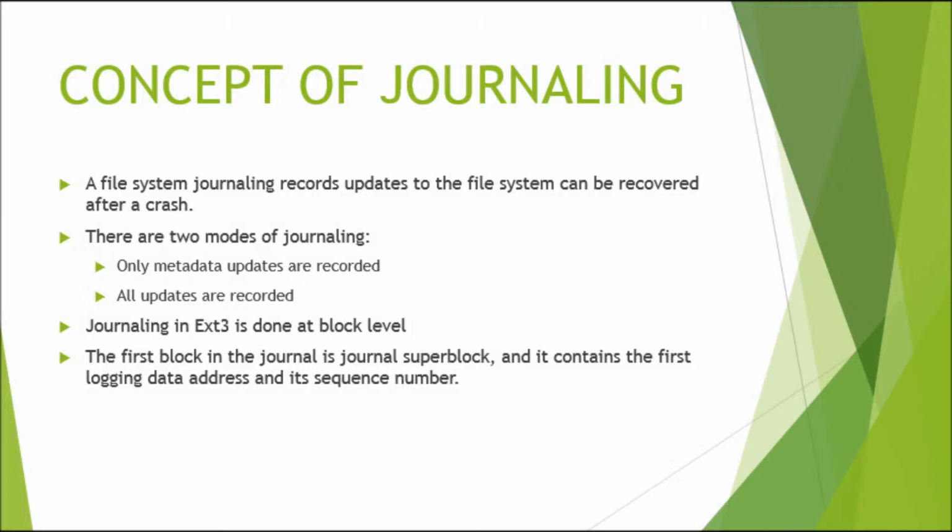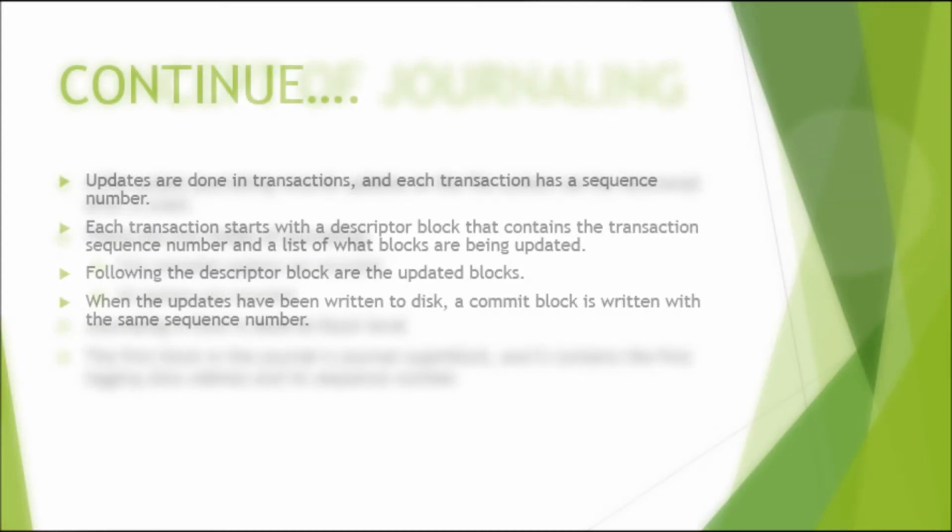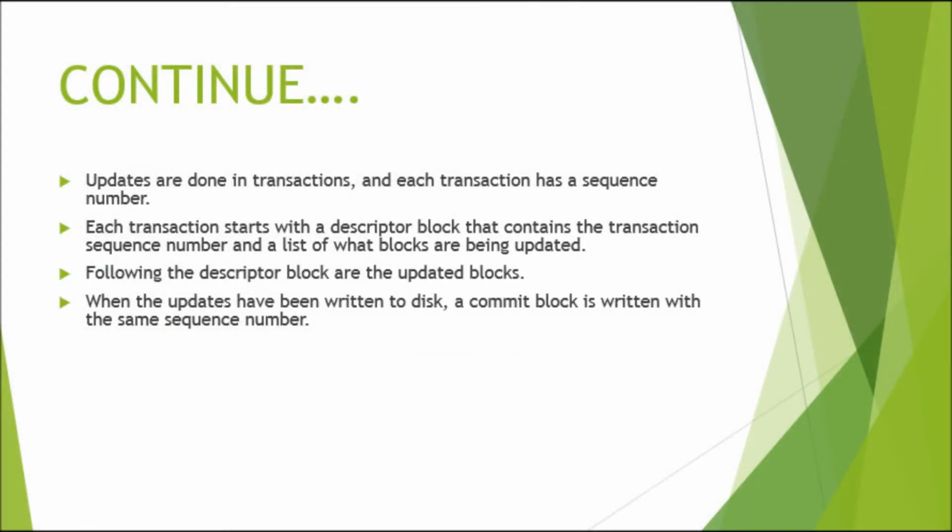The first block in the journal is the journal superblock, and it contains the first logging data address and its sequence number. Updates are done in transactions and each transaction has a sequence number. Each transaction starts with a descriptor block that contains the transaction sequence number and a list of what blocks are being updated. Following the descriptor block are the updated blocks. When the update has been written to disk, a commit block is written with the same sequence number.